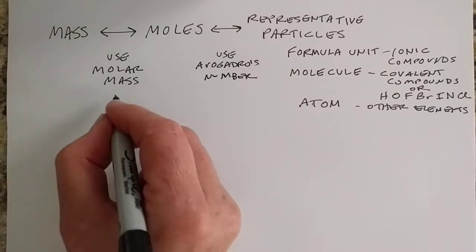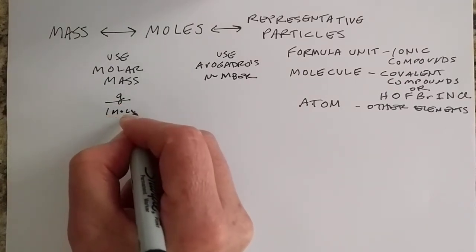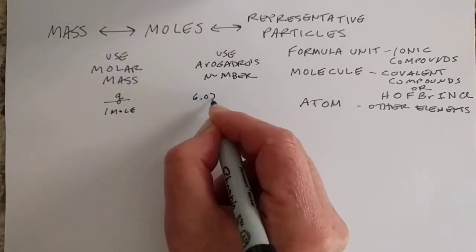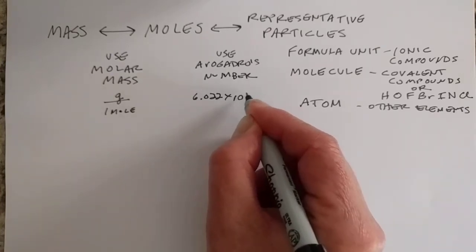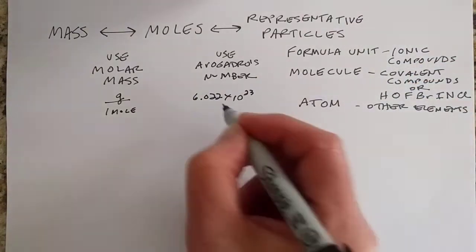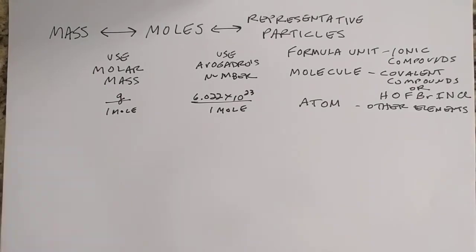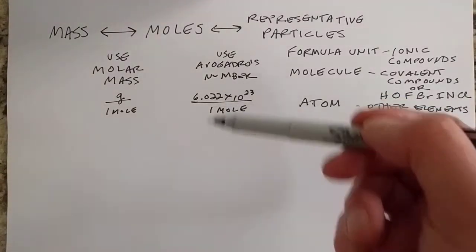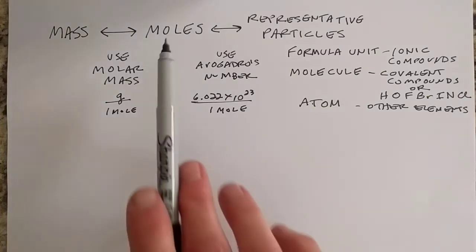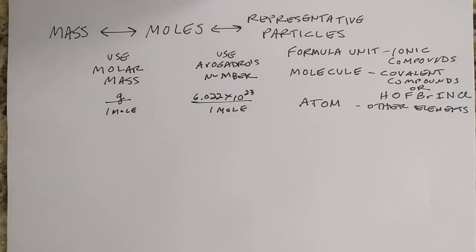So here, for molar mass, we're going to have the grams in 1 mole. For Avogadro's number, we're going to have 6.022 times 10 to the 23rd, and the particle could be a formula unit, a molecule, or an atom in 1 mole. Remember, we can flip our conversion factors if needed in the problem. The moles and the particles are counting units, and then mass is a mass unit.